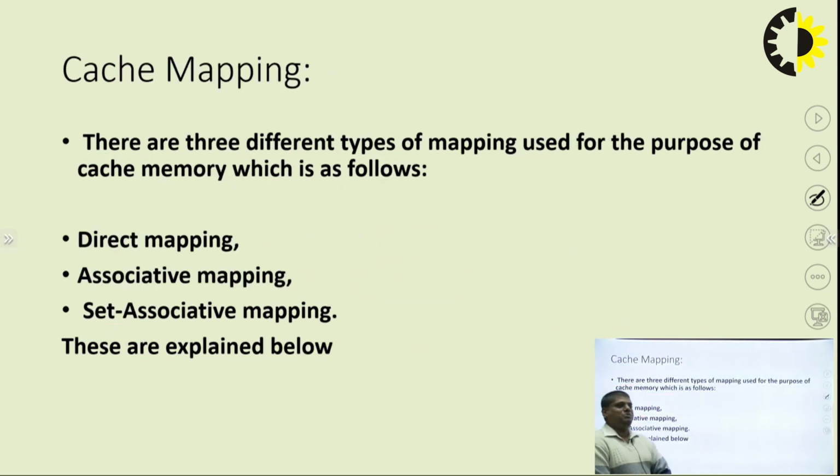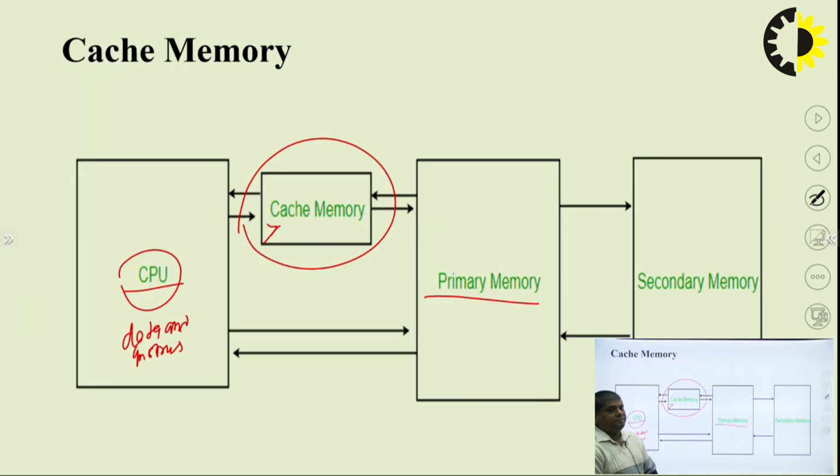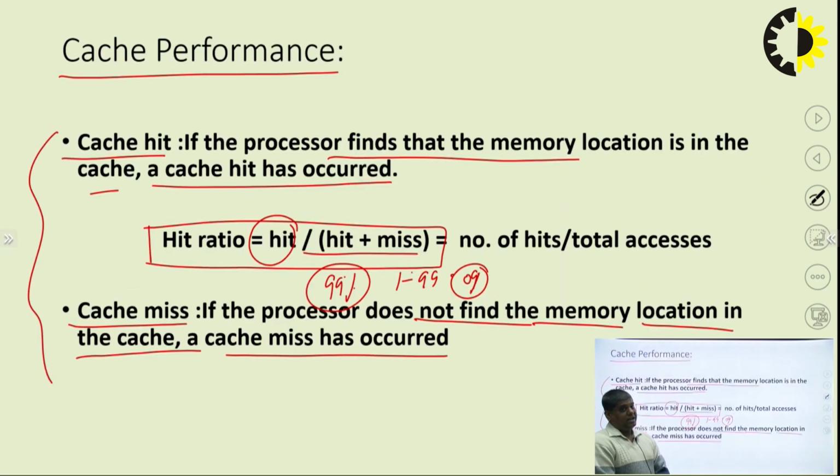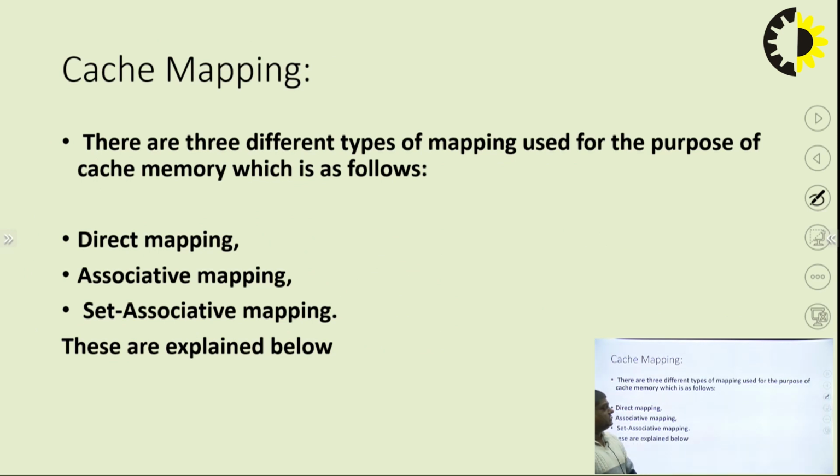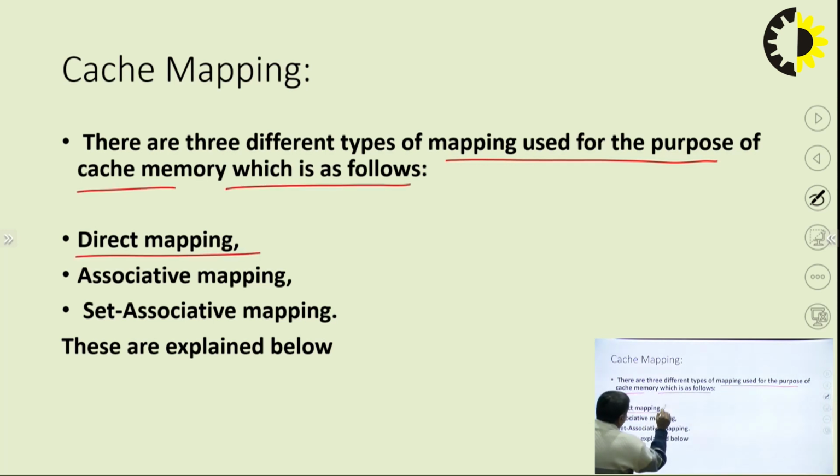Now, on the basis of the communication between the CPU, cache and memory, there are three different types of mapping involved in cache mapping. These are the three different types of mapping used for the cache memory, which are as follows: the direct mapping, second one is the associative mapping, and the third one is the set associative mapping. They are the three most important types of mapping used in cache mapping.